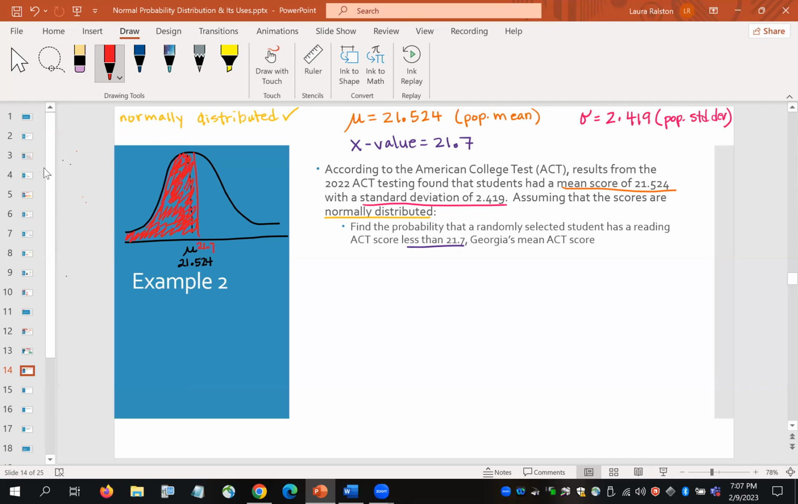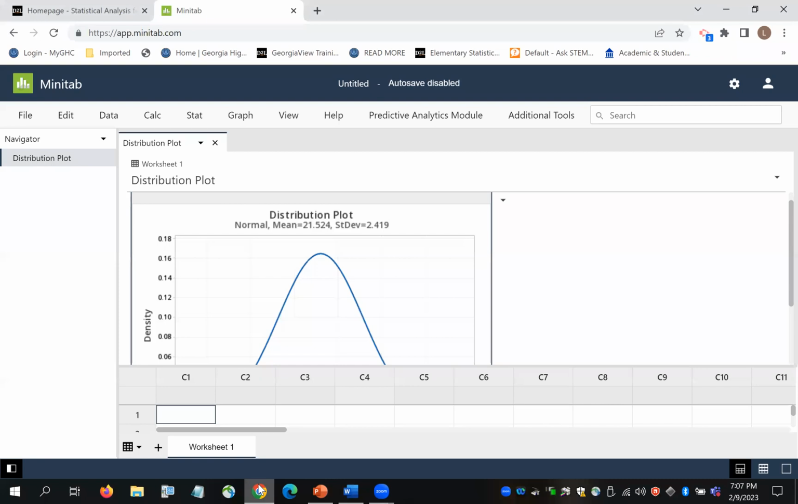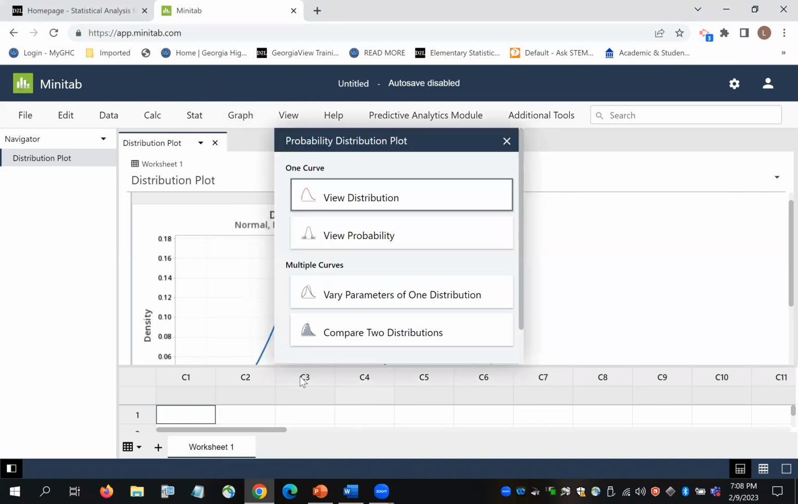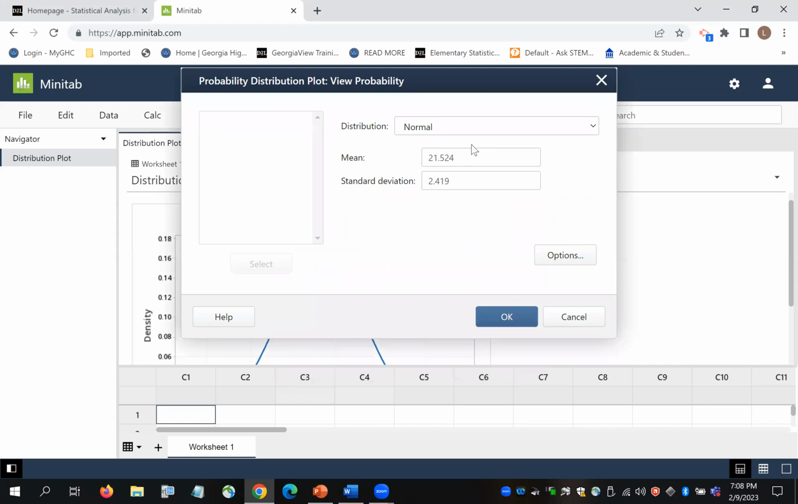Go into Minitab. Again, we go to Graph, Probability Distribution Plot. One curve, we want to view the probability. It is a normal distribution. We're told that in the problem. The mean is 21.524, told that in the problem. Standard deviation is 2.419, told that in the problem.